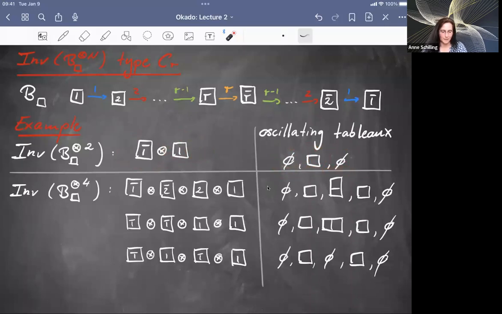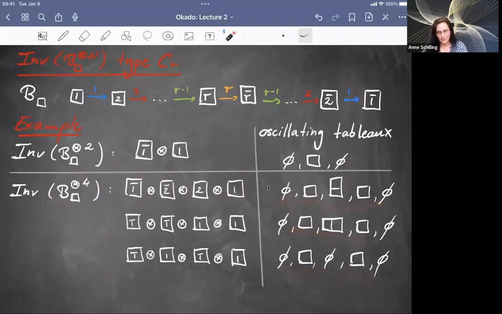If I look at the fourth tensor product, here are my 3 highest weight elements of weight 0. So you can check here that when I have a 1, I also have a 1 bar. When I have a 2, I also have a 2 bar, and so on. So these are all of weight 0, and they're also all of highest weight. And then the corresponding oscillating tableaux are given by these elements.